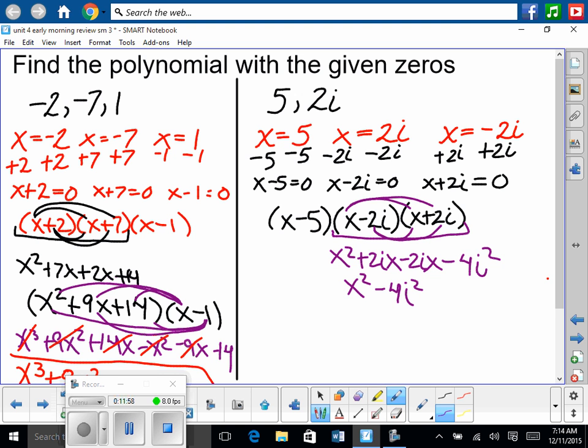Now, i squared is equal to negative 1. So what we really have here is x squared minus 4 times, instead of i squared, times negative 1. Negative 4 times negative 1 is positive 4. Don't add them. It's multiplication. So negative 4 times negative 1 is positive 4. So x squared plus 4. Everybody good with that? And now we'll multiply in our x minus 5.